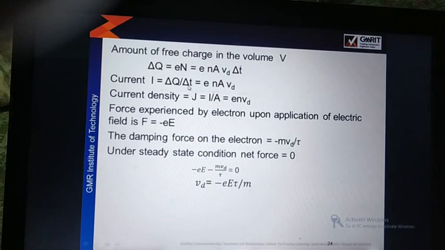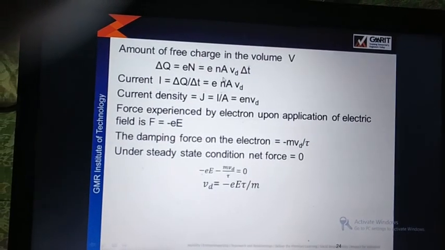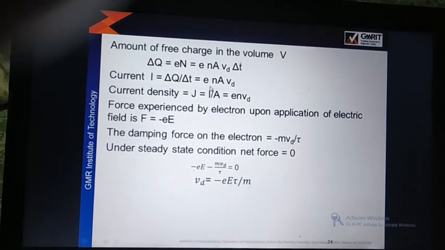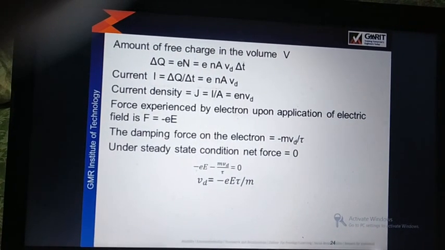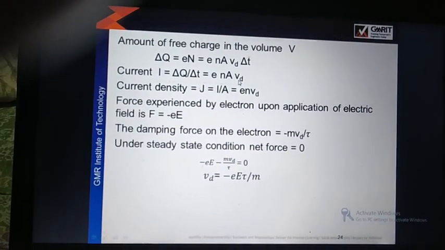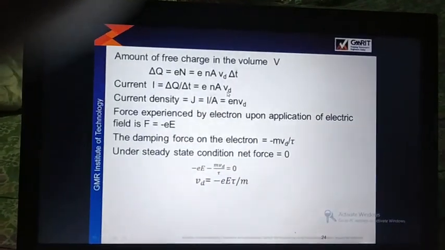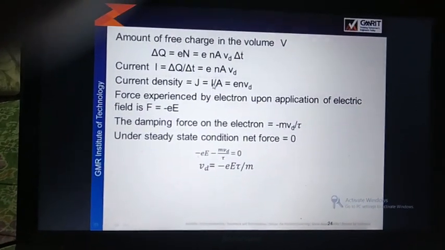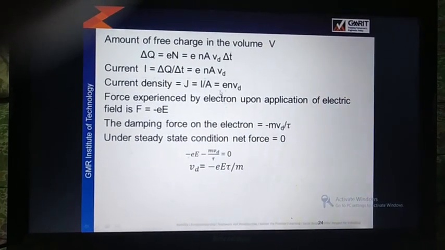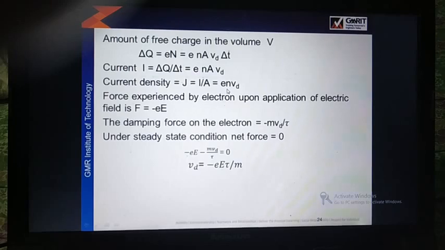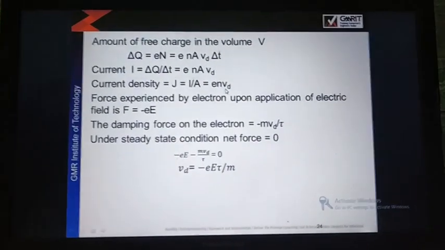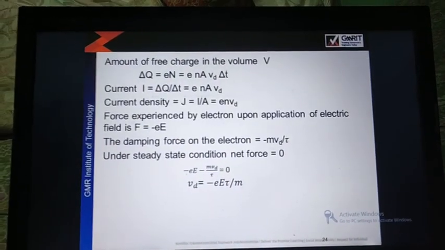So what is current? The rate of flow of charge. If I substitute I is equal to delta Q by delta t, delta t gets cancelled, and I got e into n into A into Vd. Now what is current density? Current density is the amount of current flowing per unit area. So substituting, I got current density J is equal to n e Vd. So what I got till now is J is equal to n e Vd.